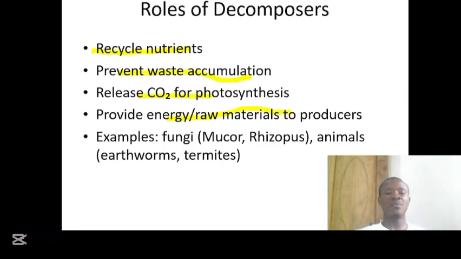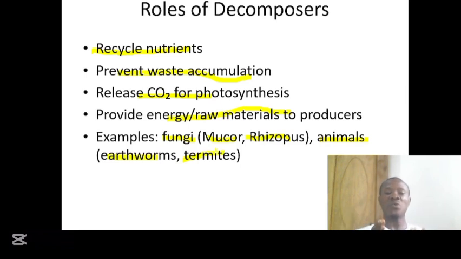This one looks similar to the first one that we discussed before. So examples of decomposers are the fungi. Under fungi, we have examples like mucor, rhizopus, etc. We also have bacteria as another example. Some bacteria are decomposers, not all of them. Some are parasitic, some are saprotrophic. And we have animals that are also decomposers. For example, we have earthworm, we have termite.